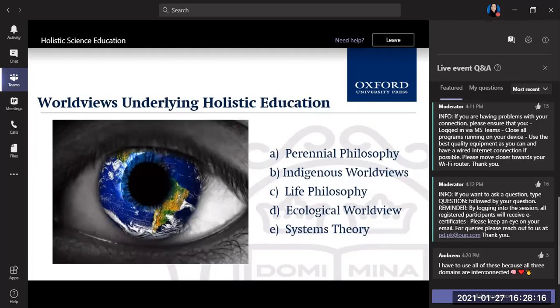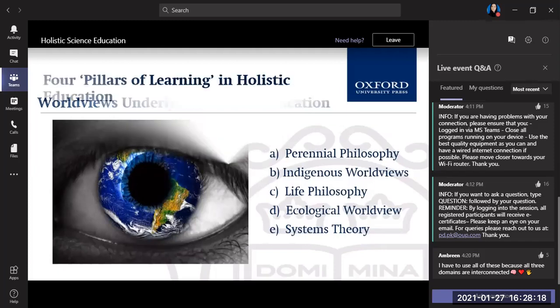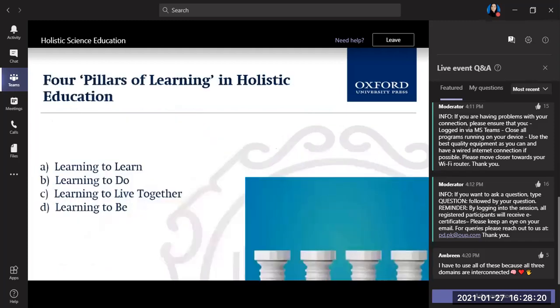and this entire theory emphasized the need of holistic education through interdependence. Now, the four most important pillars of holistic learning in education were learning to do, learning to learn, learning to live together, and learning to be.